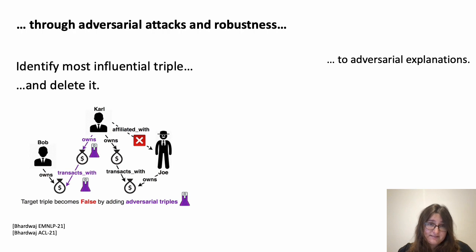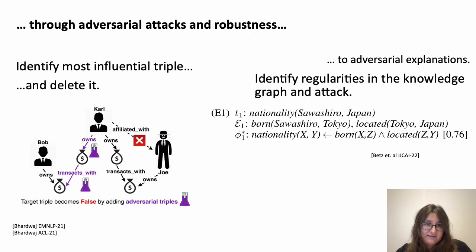From this step, we can go back to explanations, and we can play between adversarial attacks and adversarial explanations. This was explored by Betts et al., where they identified regularities in the knowledge graph and based on this knowledge they design their attacks. How to make the knowledge graph embeddings robust against them? That's an open problem.